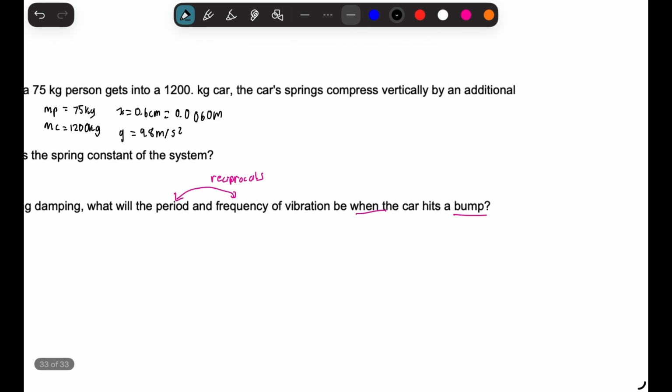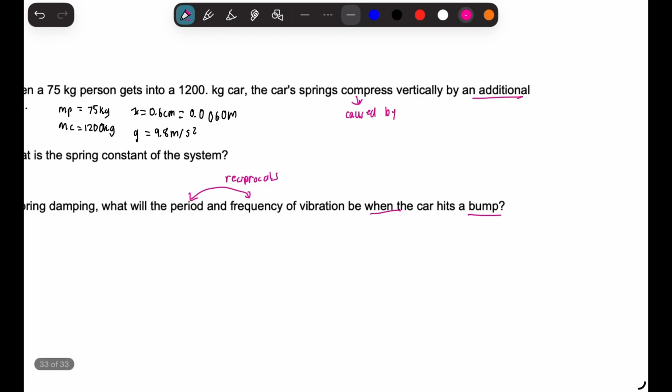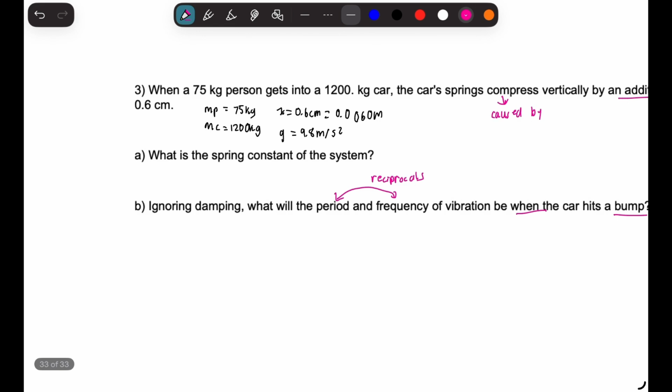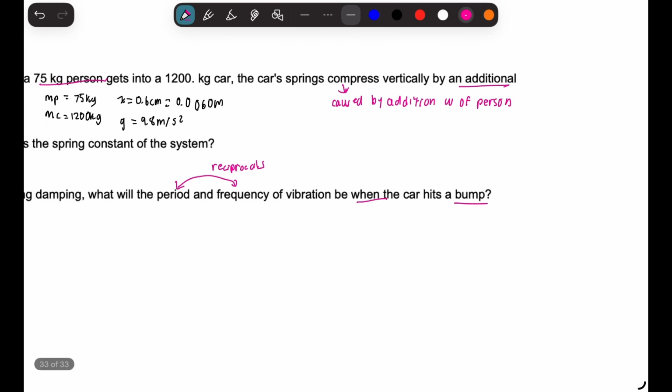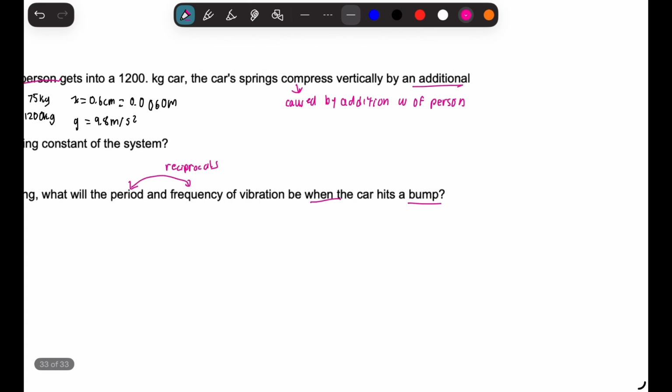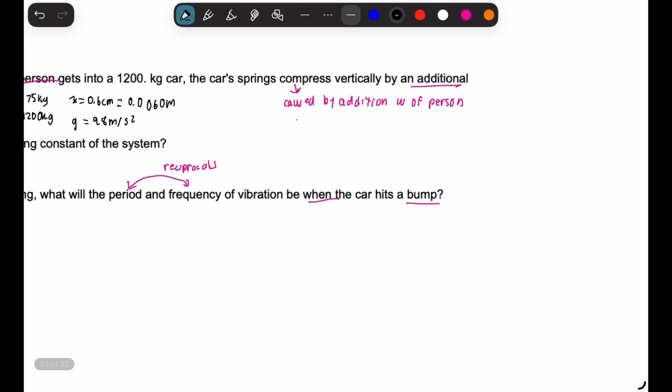So we need to find the spring constant, and you have to understand what is going to cause this compression. It's caused by the additional weight of the person. So that means that if it's compressed to this amount, we can say that it's in a new state of equilibrium. So that means that it's going to be at a new static equilibrium, which we can say summation of forces is equal to 0.